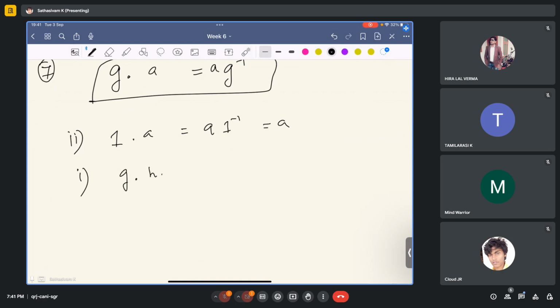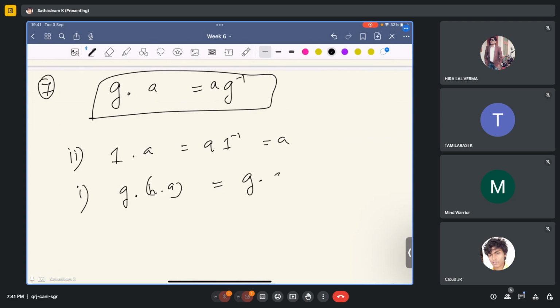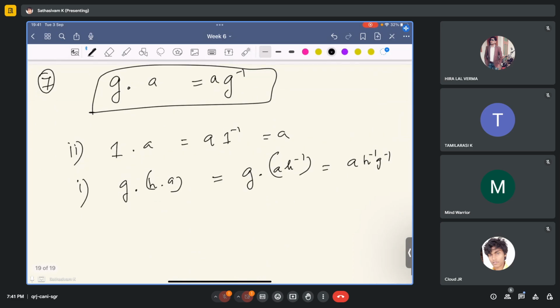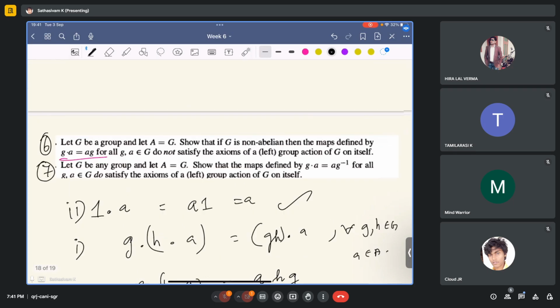Okay, so g dot h dot a. What is this? This is nothing but g dot a h inverse, and that is nothing but a h inverse g inverse. Now let's look at the other one, gh dot a. This will be nothing but a (gh) inverse, but (gh) inverse is nothing but h inverse g inverse. So these two are equal. That tells you that this is a group action, but the other one is not a group action.